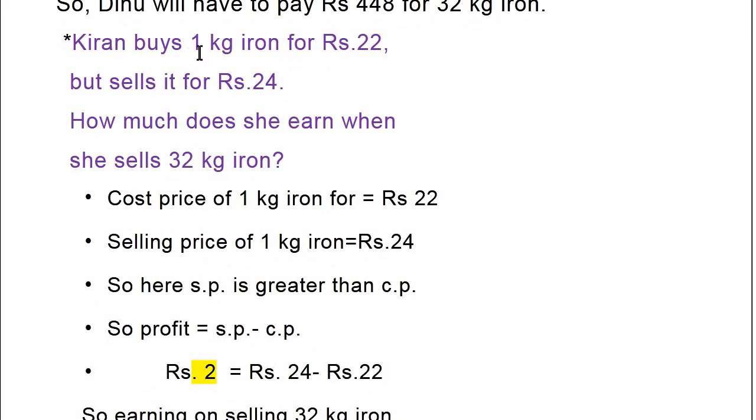Now Kiran buys 1 kg iron for rupees 22 but sells it for rupees 24. How much does she earn when she sells 32 kg iron? Cost price of 1 kg iron is rupees 22. Selling price of 1 kg iron is 24. So here SP is greater than CP, so profit is equal to SP minus CP. 24 minus 22, then profit is rupees 2.